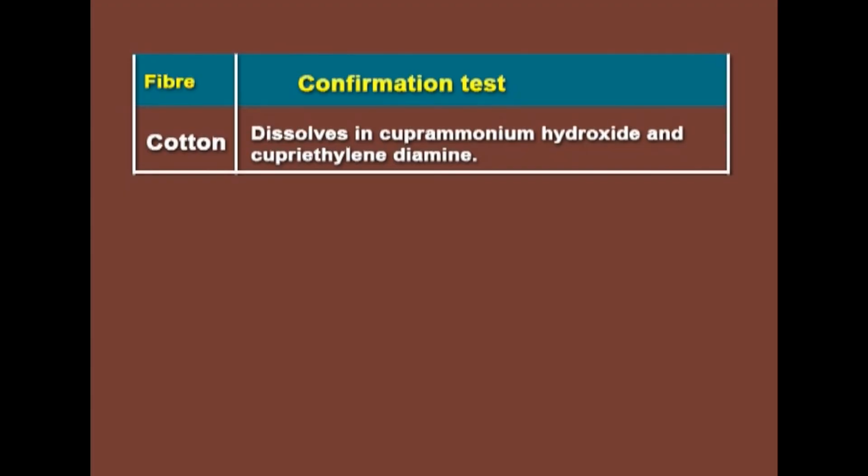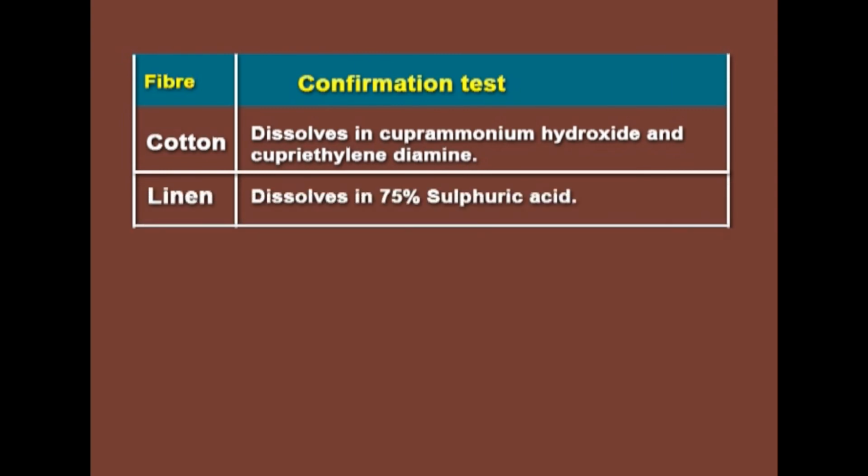By taking results of the burning test, microscopic tests, chemical tests can certainly provide useful information of the fiber. So, if we take cotton, cotton dissolves in cuprammonium hydroxide and cuprethylene diamine, and linen fiber, it dissolves in 75% sulfuric acid. But cotton also dissolves in 75% sulfuric acid, but by other tests we can confirm the linen.